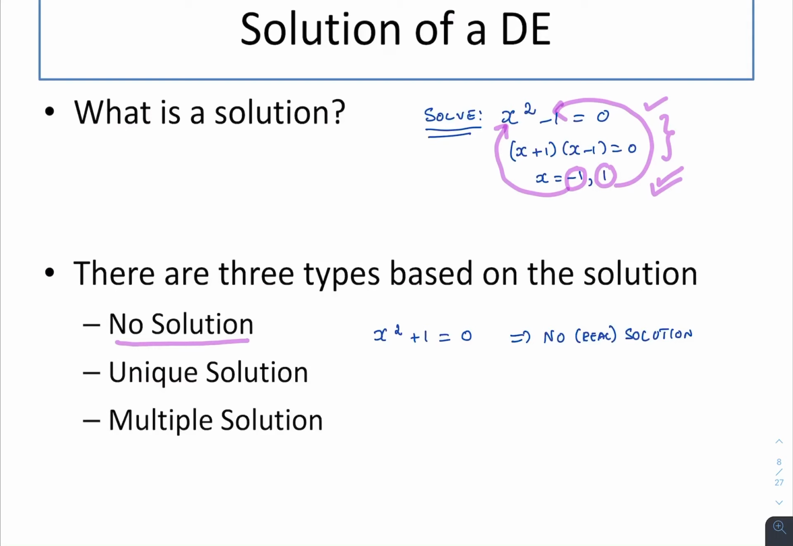And you may have a unique solution. For example, take a look at x minus 1 the whole squared equal to 0. Although it's a quadratic equation, you have only one solution. That one solution is x equal to 1. You may sometimes have multiple solutions, just like we have seen here. X squared minus 1 equal to 0 has 2 solutions: x equals minus 1 and positive 1.